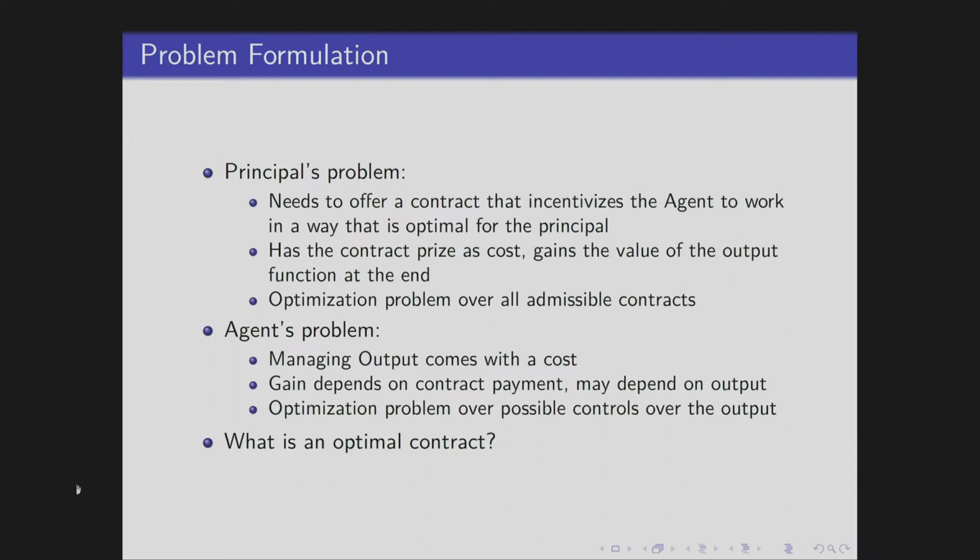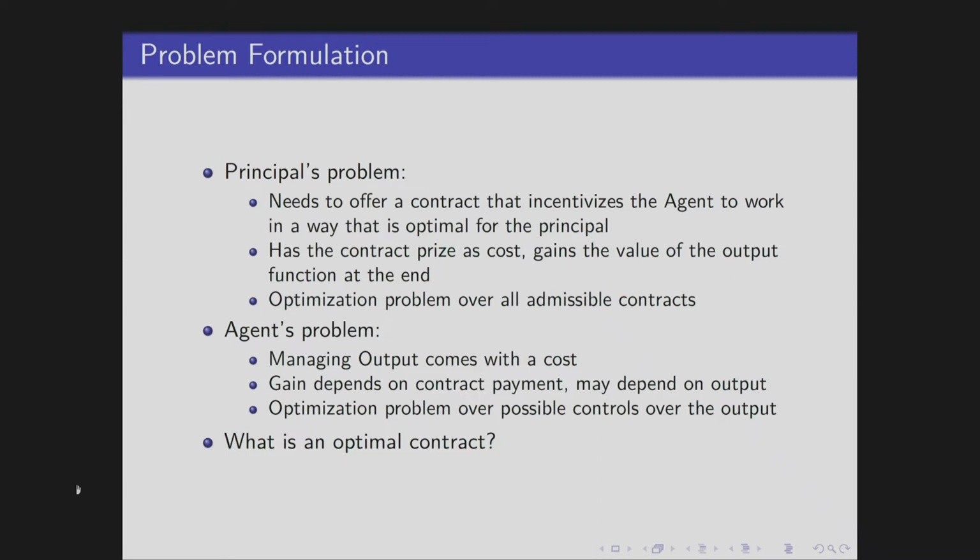We can also look at the agent's problem. So basically, what the agent does is he can perform something to improve the output function for the principal. But obviously, the agent has to work for it, so it's like the agent is normally very lazy, so he doesn't want to work. So he has some cost function that comes with managing the output.